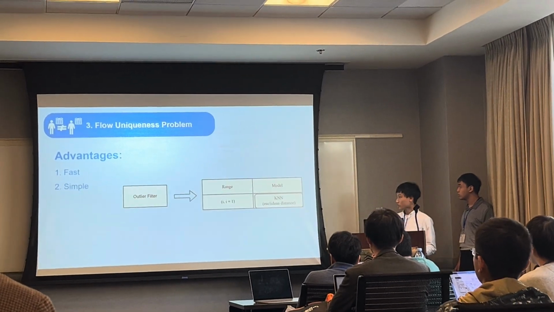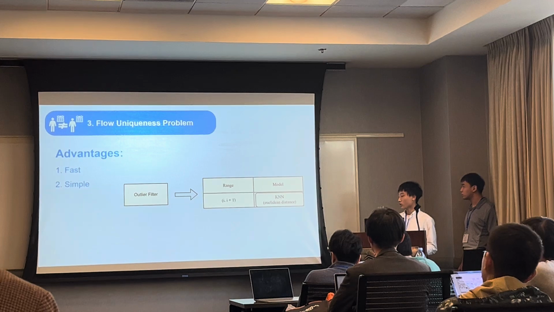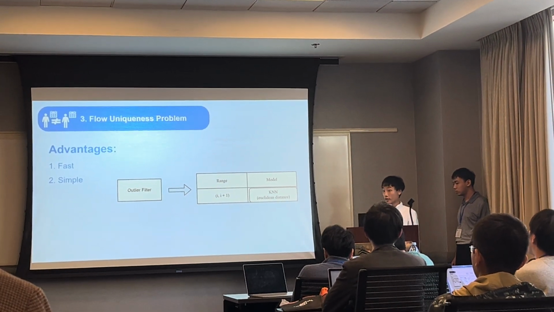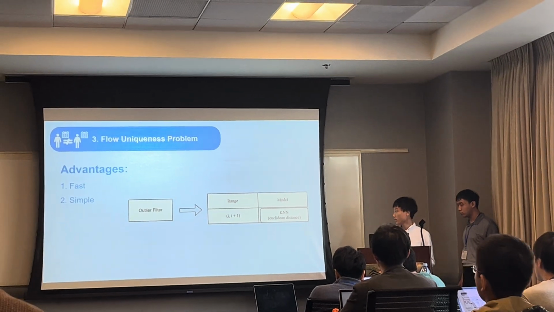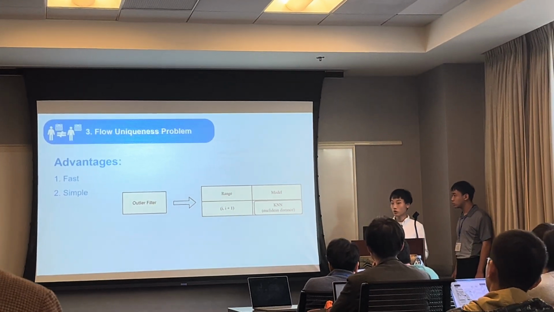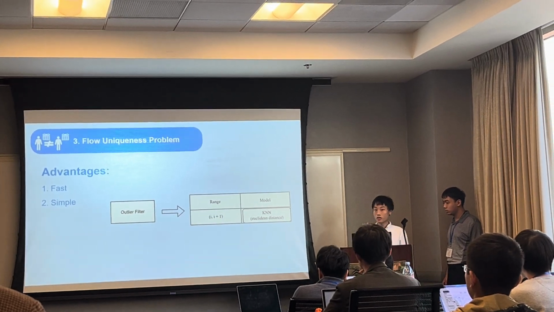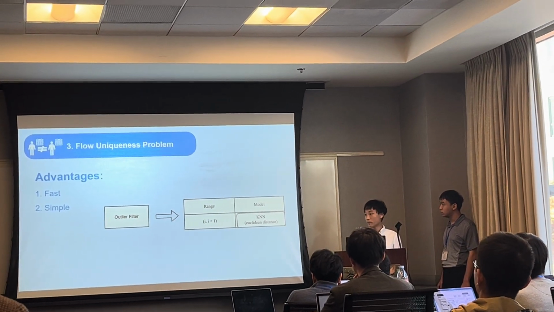The second advantage is that it's pretty simple, because we only add an outlier filter and we create the hash map for each user and for each timestamp. So we don't have a complicated structure like BERT or something else. It's pretty easy for a beginner or anyone to implement.